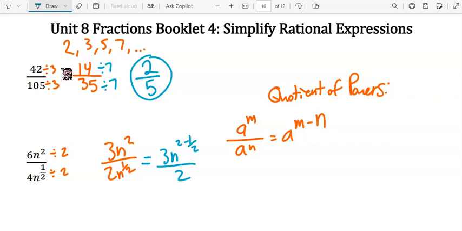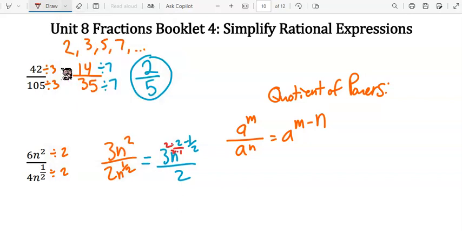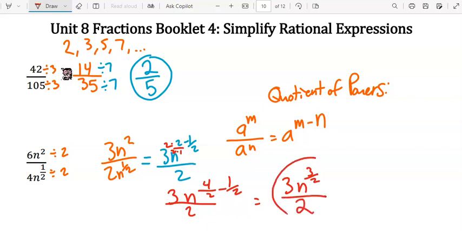Two minus 1/2 would be 1.5. We can multiply each of these by 2. And then we have 3n to the 4 over 2 minus 1 over 2. And that's going to give you 3n to the 3 over 2. You could also write it like this: 3n square root n over 2.